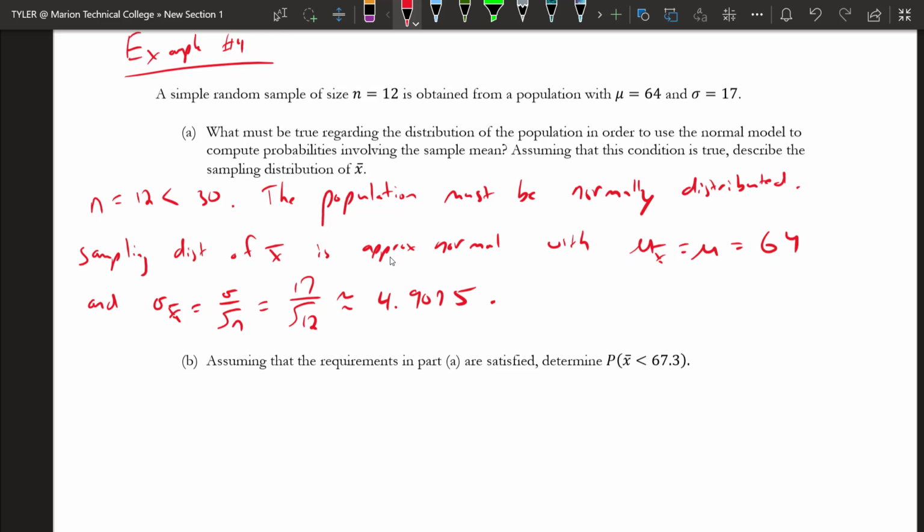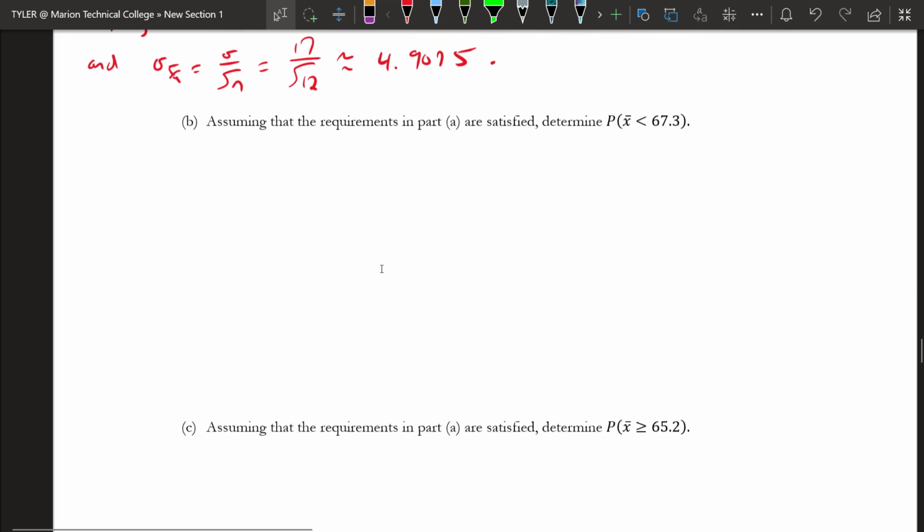So then in part B, it says, assuming that the requirement in part A is satisfied, determine the probability that x bar is less than or equal to 67.3, right? So I'm trying to calculate what's the probability that x bar is less than 67.3.